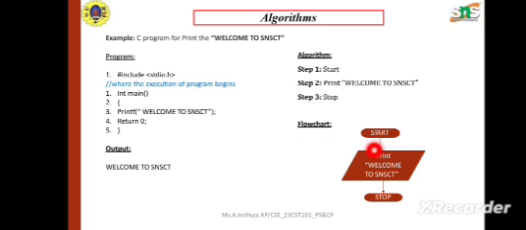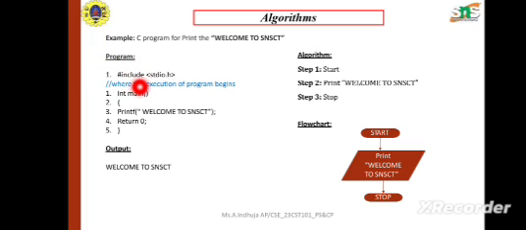So this is the flow chart of the above algorithm. We start, then print the string welcome to SNSCT, and then stop the program. So with the help of the algorithm and this flow chart, we are going to write a C program.